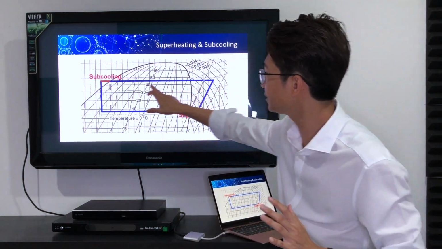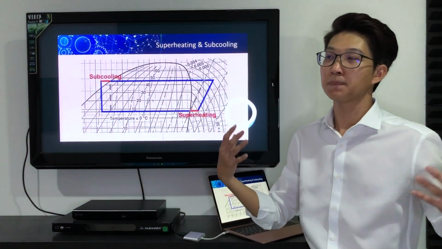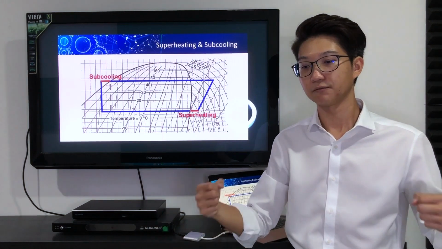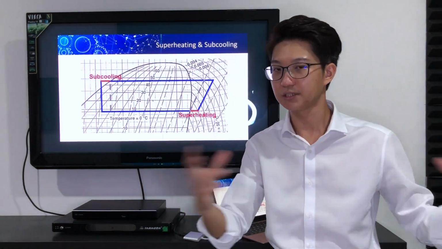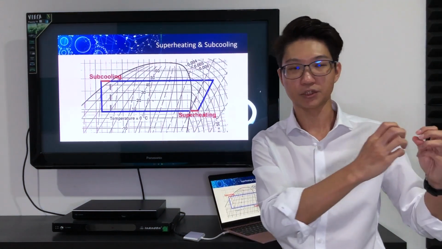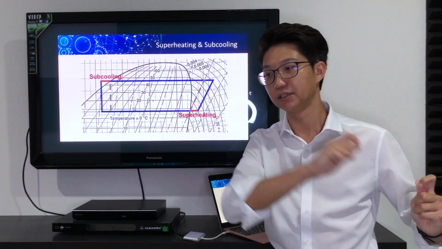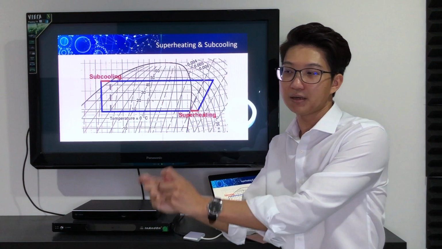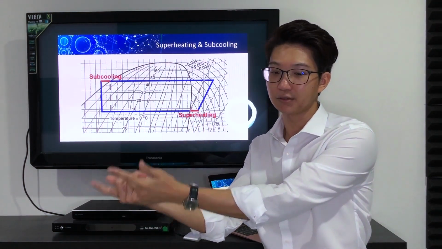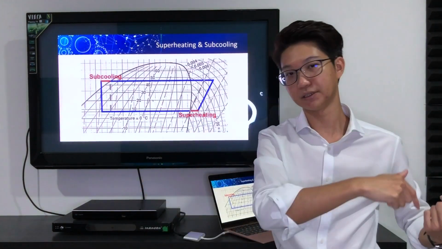Then condensation, also the same. Subcool, why do we need subcool? The same principle applies. Like we make sure that we turn 100% liquid into 100% gas, right? Now during the heat rejection process, we need to turn everything back to liquid as well.